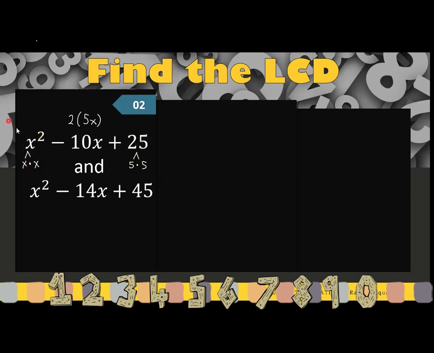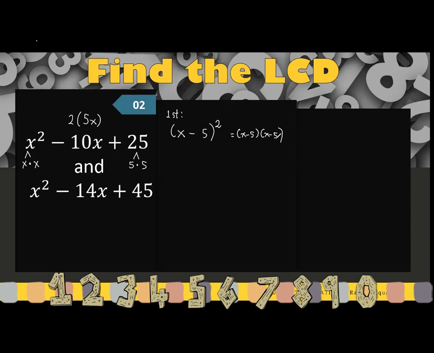So the first term has the square root, which is x, and the last term has a square root, which is 5. Now to find the sign, we need to copy the sign of the middle term. In this case, for the first polynomial, the factors will be the square of x minus 5. Now, it could have also been done by factoring the first polynomial to x minus 5 times x minus 5.